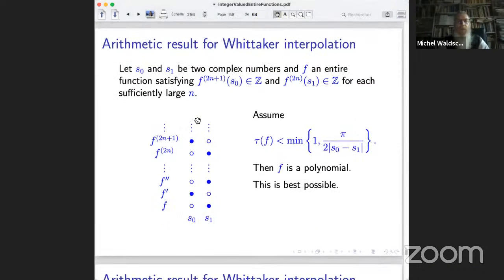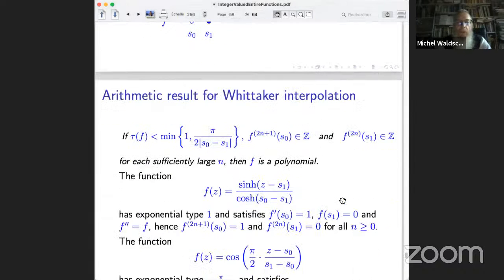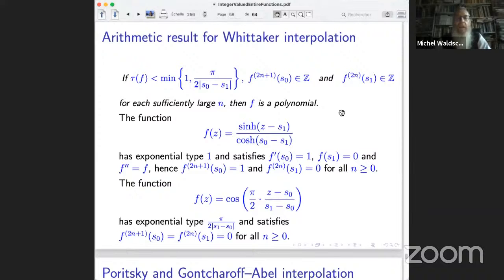So we can do the same for the Whittaker interpolation. We take the derivatives of even order at S1 and the odd order at S0. And the assumption now is very similar, but it is pi divided by 2, S0 minus S1. So there is a 2 here, which was not there for the Lidstone extrapolation. This is best possible, and the examples are very similar to the one before.